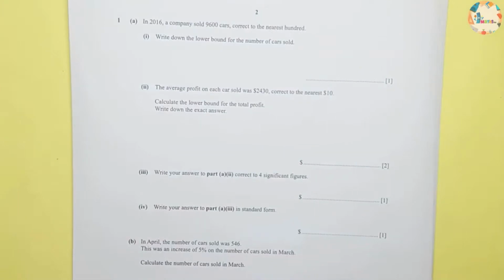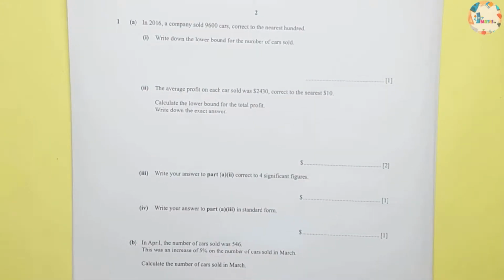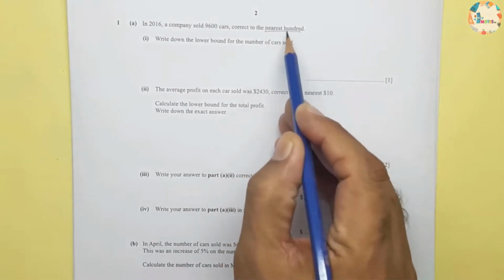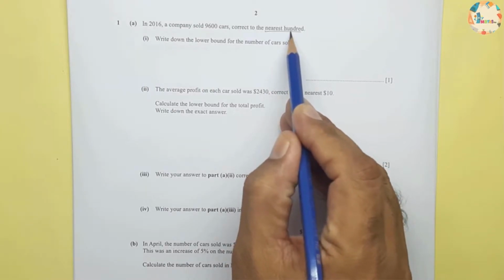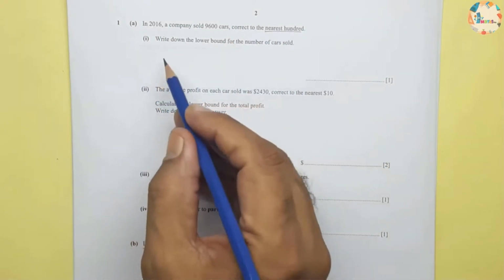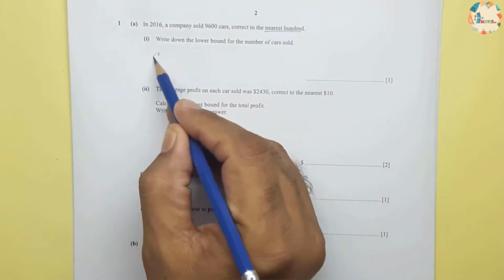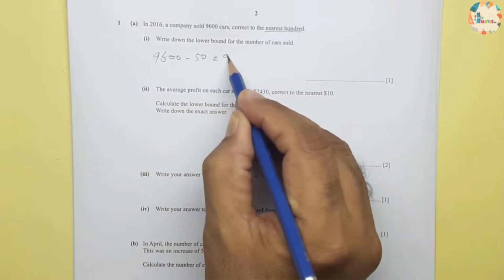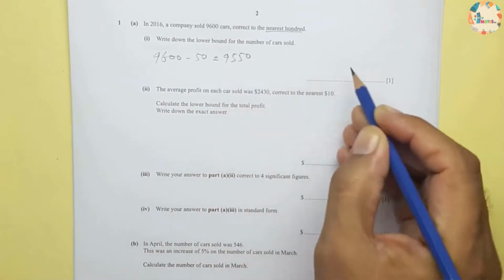Question number 1A part. In 2016, a company sold 9,600 cars, correct to the nearest 100. Write down the lower bound for the number of cars sold. Correct to the nearest 100 means we add and subtract half of 100, which is 50. So the lower bound will be 9600 minus 50, which is 9550. So our answer will be 9550.